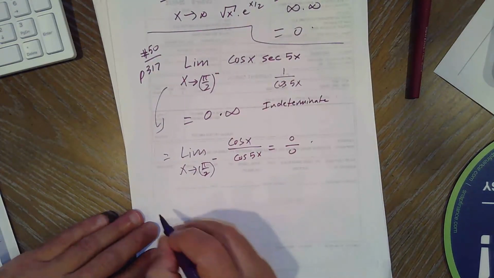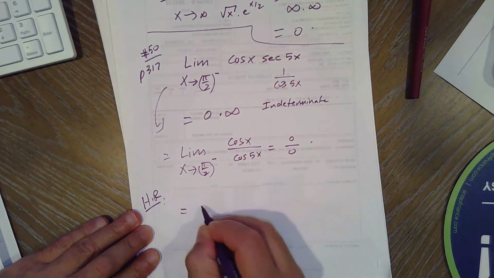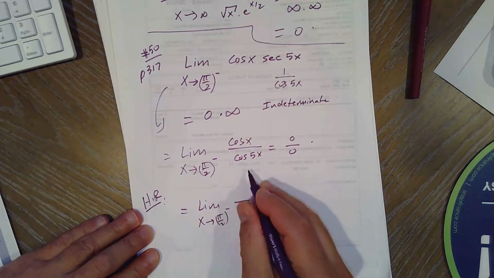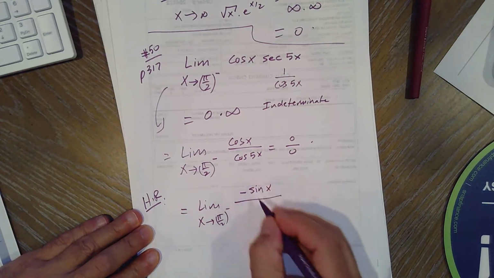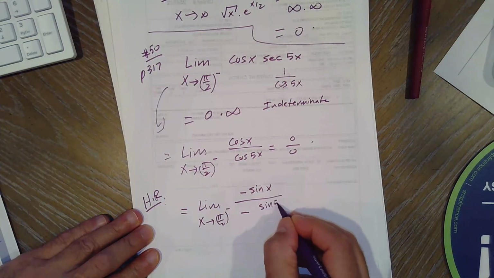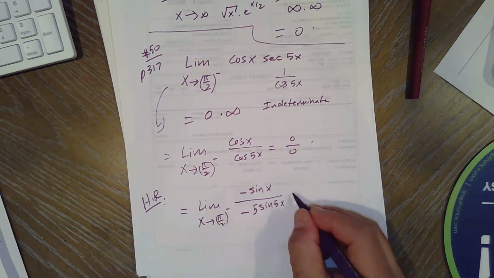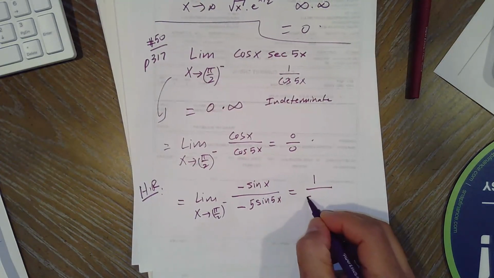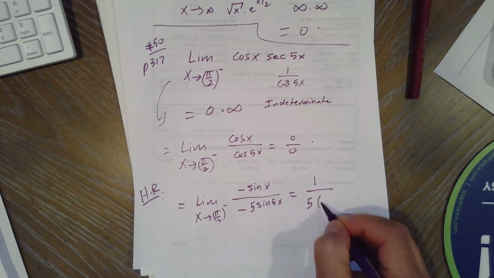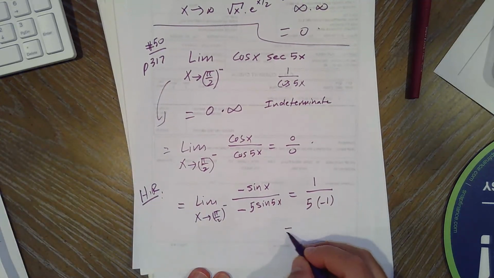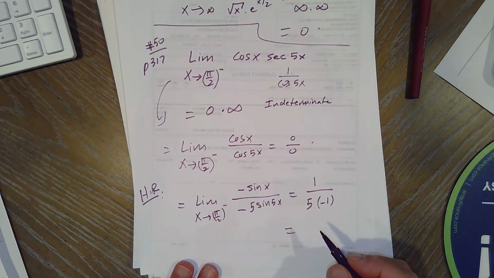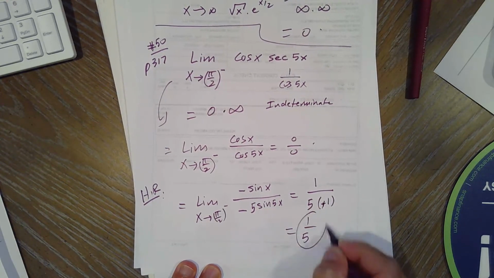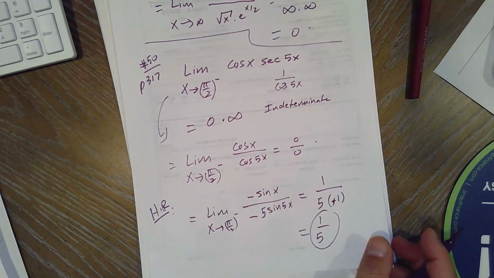So we can do the derivative using L'Hopital's rule. So the limit as x goes to pi over 2 from the left, the derivative of cosine x is negative sine x, and that's negative sine 5x times 5. The negatives cancel out, so sine pi over 2 is 1 over 5 times sine 5 pi over 2, which is 1, so we get 1 over 5. Okay.